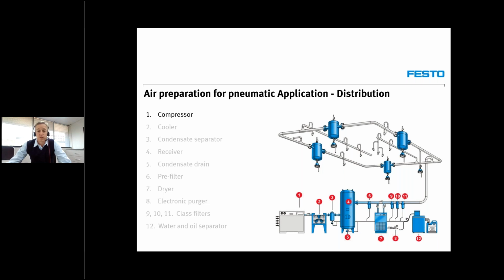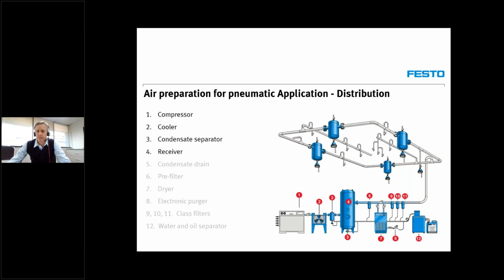But if the air is not cooled down after the compressor, the water vapor will condensate later in the line when the air does cool down, which will result in a lot of water problems at your applications. So we will see later on exactly how important it is to get that air cooled down as quickly as possible. Number 3 is the condensate separator. Number 4 is the receiver.